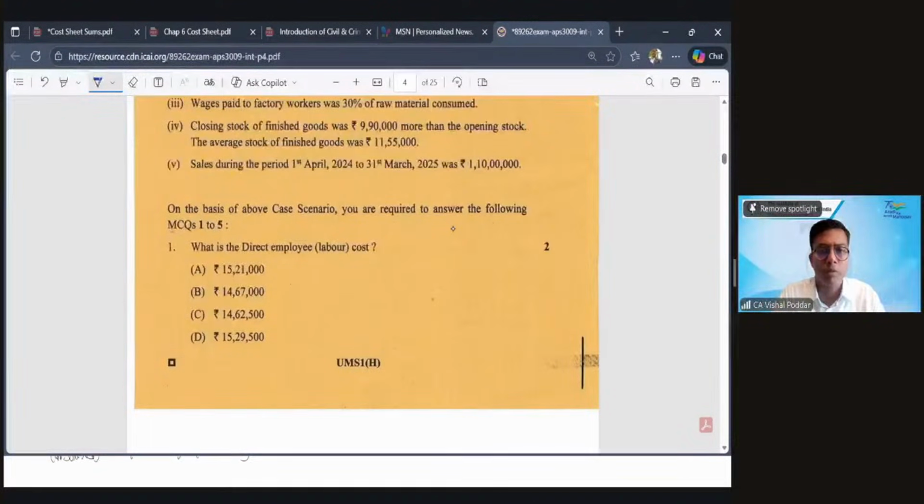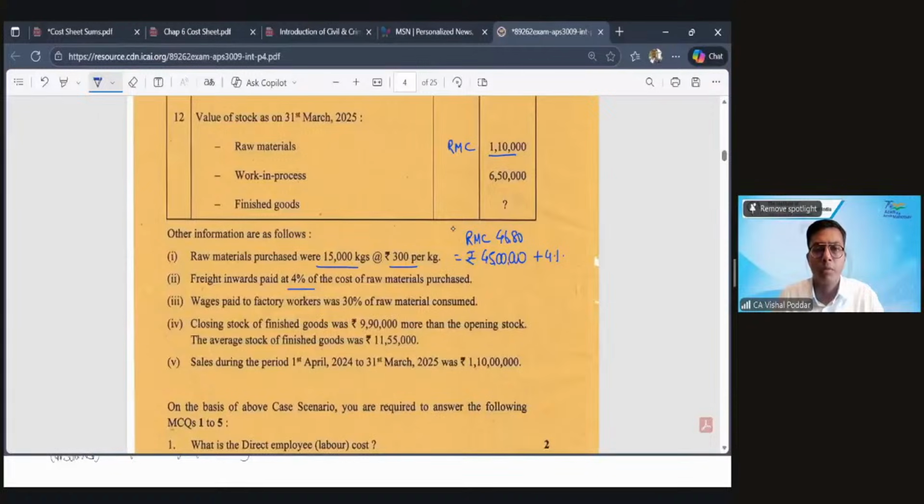Where is prime cost given? Not given. So I think I'm getting RMC as 5070. How? This is material purchased plus opening minus closing. Is it 5070? Yes, sir.